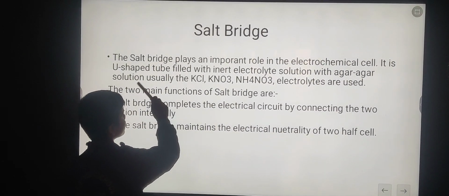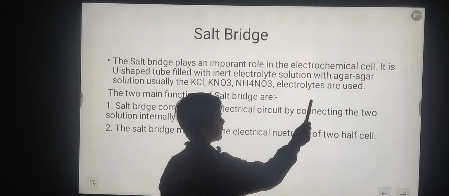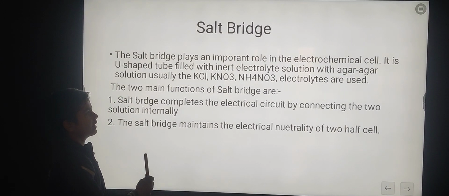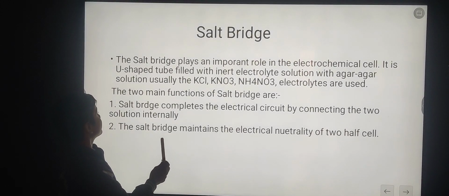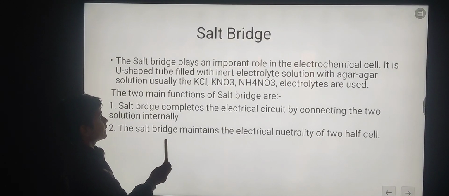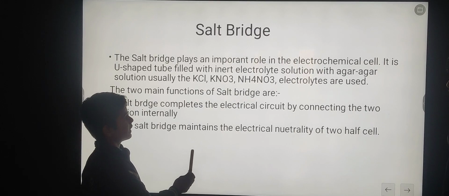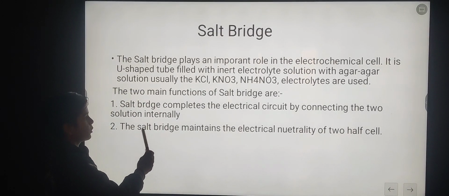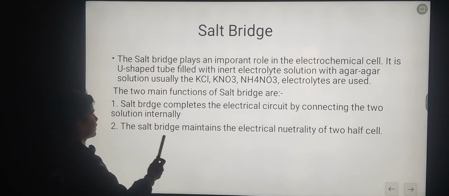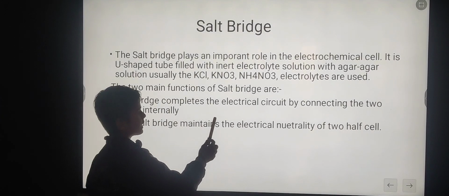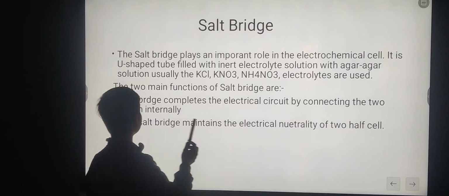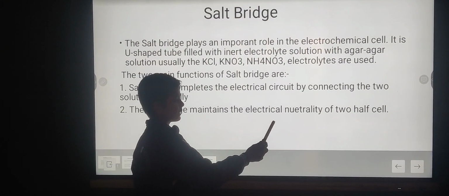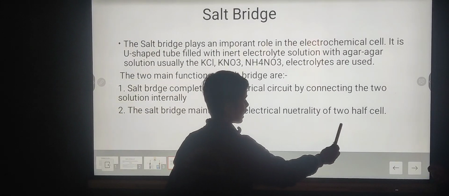Salt bridge. The salt bridge plays an important role in the electrochemical cell. It is a U-shaped tube filled with an inert electrolyte solution with agar solution. Usually KCl, KNO3, NH4NO3 electrolytes are used. The two main functions of the salt bridge are: it completes the electrical circuit by connecting the two solutions internally, and it maintains the electrical neutrality of the two half reactions.